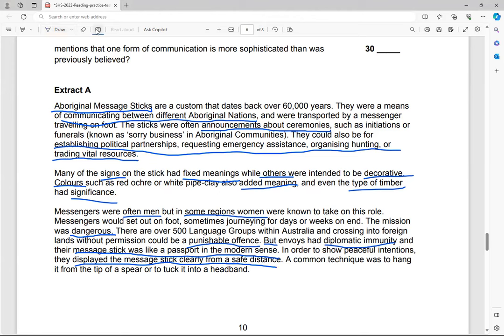So by underlining keywords and ideas, we've made it much easier to go back and find the main ideas of the text. And what I'm going to do, and what I suggest you do in the test, is after having read through an extract, write its main idea or the main takeaways from it next to it, so that you have a quick way of coming back and seeing, oh, this was what this was about. I remember now. So this one is about Aboriginal message sticks.